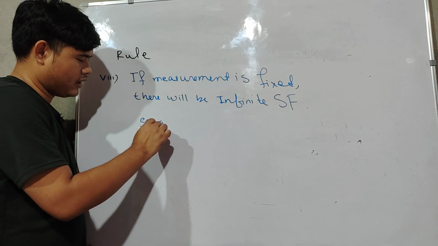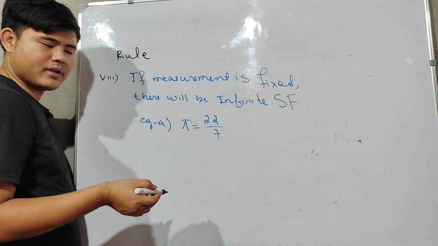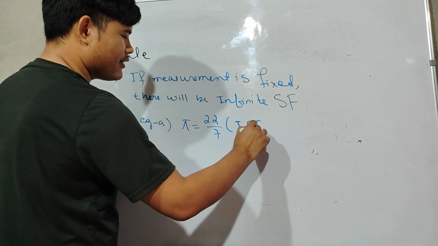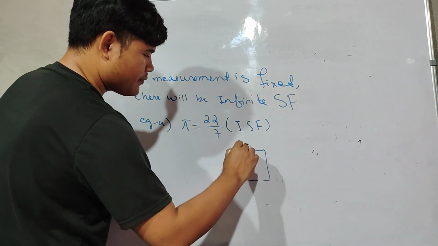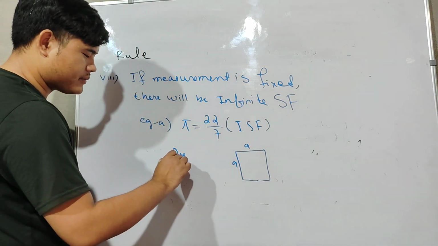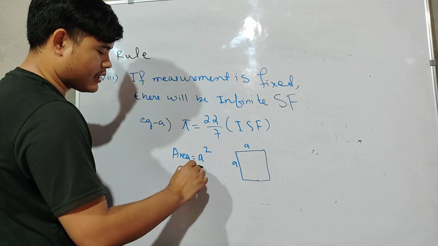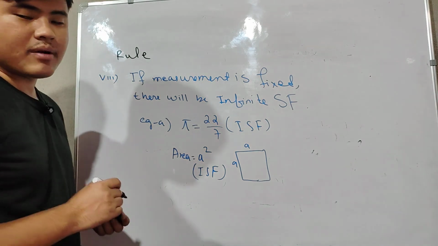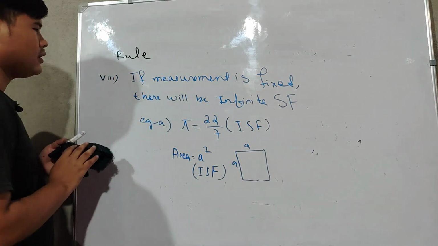Examples: pi. So the pi value 22 by 7 is fixed. So now it will have infinite significant figures. Now some of you may imagine a square. The square's length is a. If this length is fixed, then its area will have infinite significant figures because its measurement is fixed. When it is fixed, it will have an infinite number of significant figures.